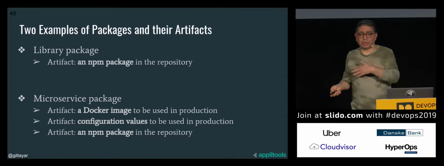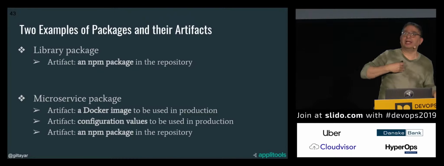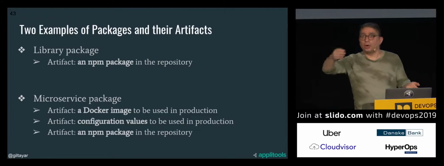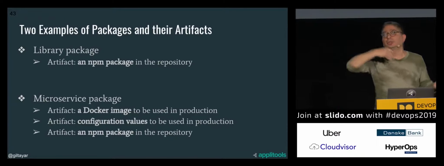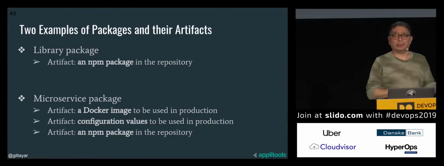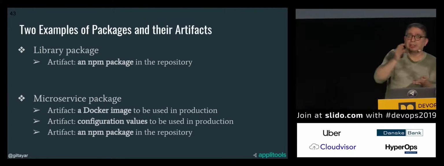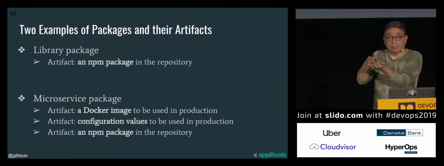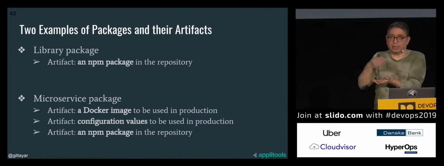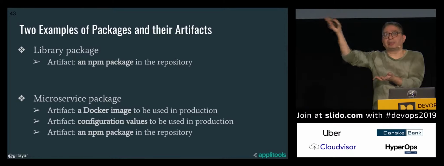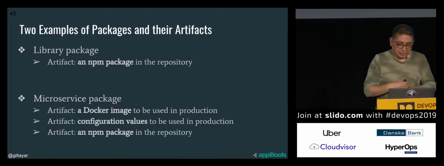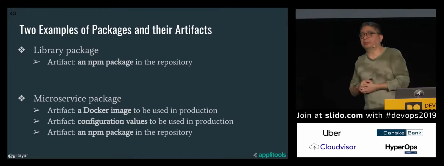Two examples. We talked about library packages, an NPM package which publishes to the NPM registry, or if you're in Java land, to the Maven repository. Or if it's a microservice package, it creates many artifacts. A Docker image, that's part of the artifacts it creates. Configuration values for production and for other staging environments. And yes, an NPM package in the repository.